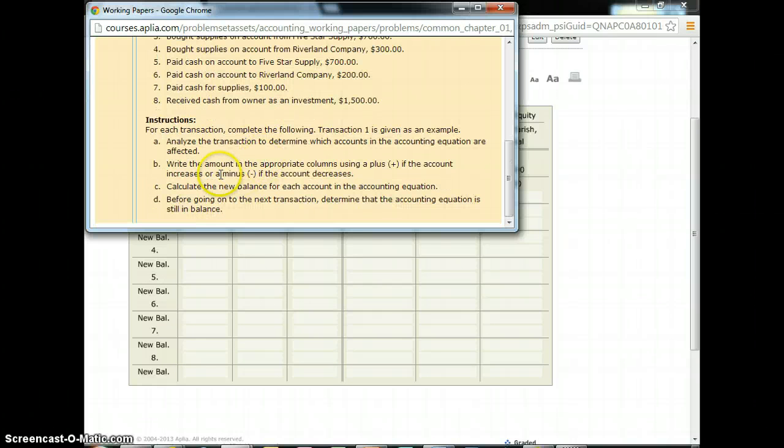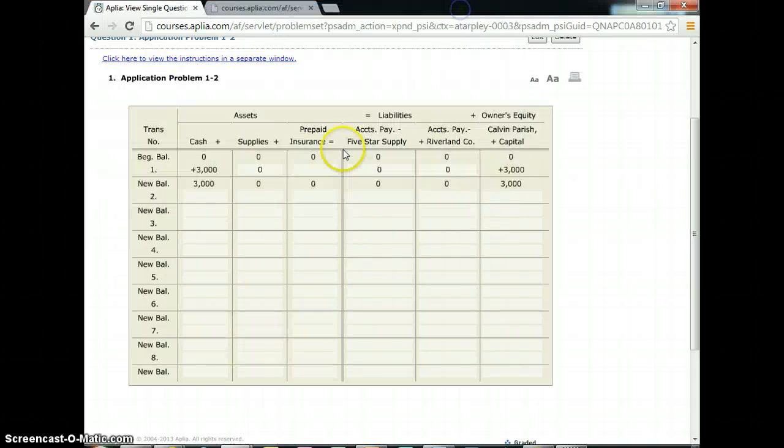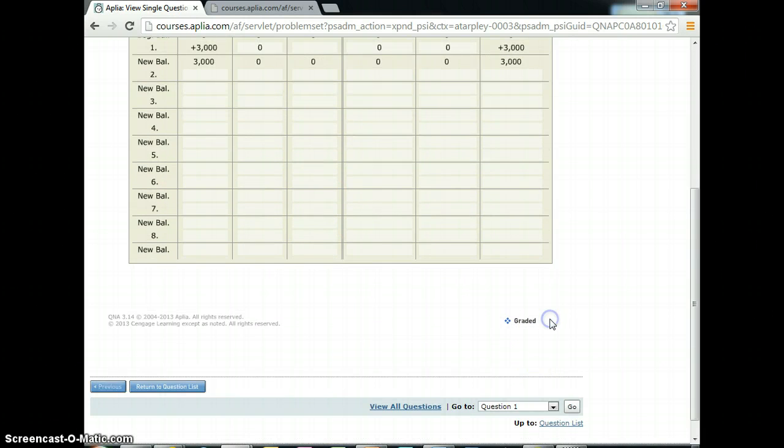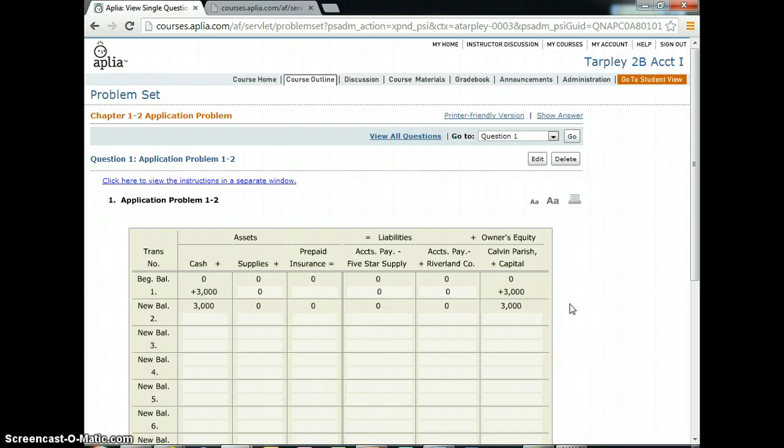After that, it says calculate the new balance for each account, and before going to the next transaction, make sure the accounting equation is still in balance. That's important. One thing that you can always do to make sure the equation is in balance is, whatever the balances are here, here, and here, get a total, and then get a balance here, here, and here, and get a total. These three should equal those three. If they don't, go back and fix it. When you're done, hit save and continue down here, and you are officially done for the day.